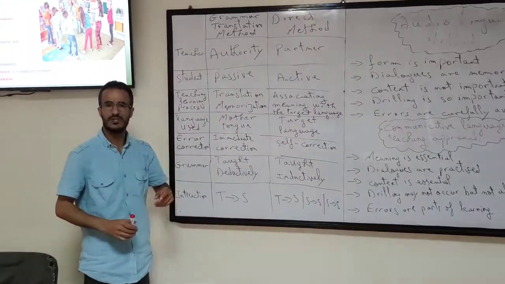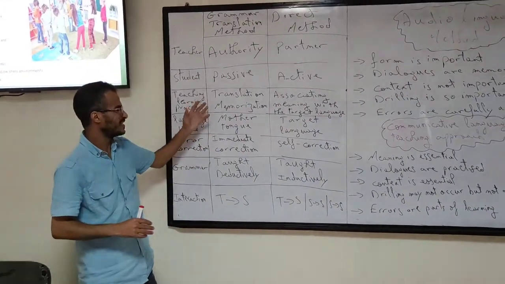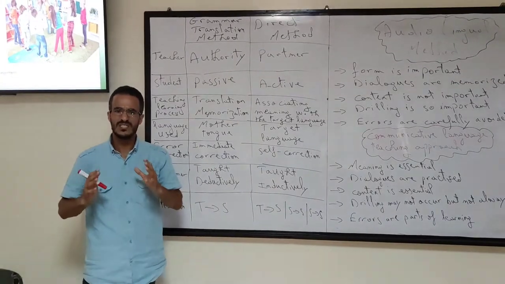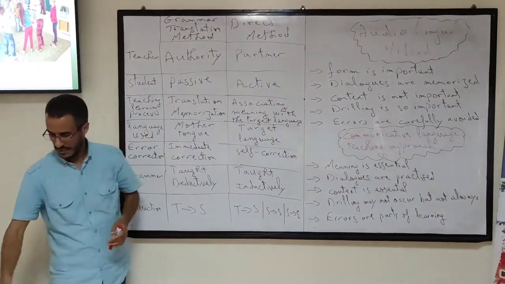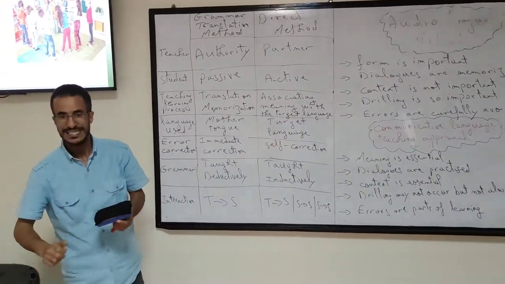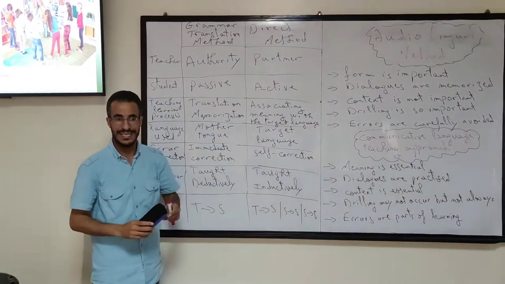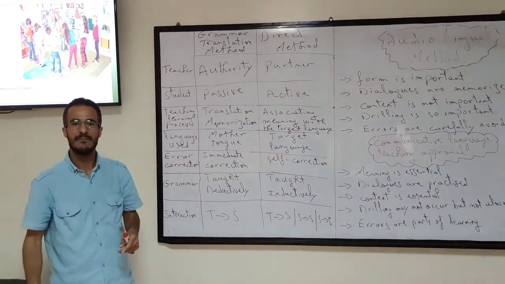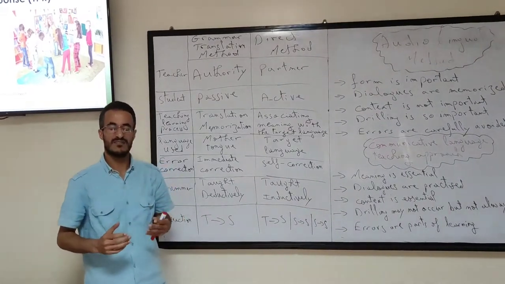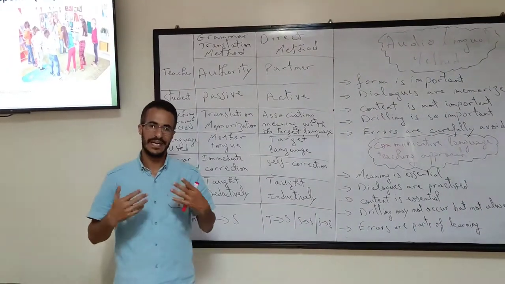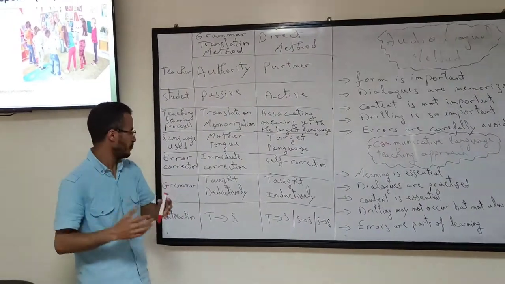Now, what about the language used? For the grammar translation method, the focus is more on the mother tongue. Marker, eraser, mimhat, desk, maktab, board, sabura, okay. So all the time using the mother tongue. If your mother tongue is Arabic, you will explain using Arabic. If your mother tongue is French, you will explain everything using French.